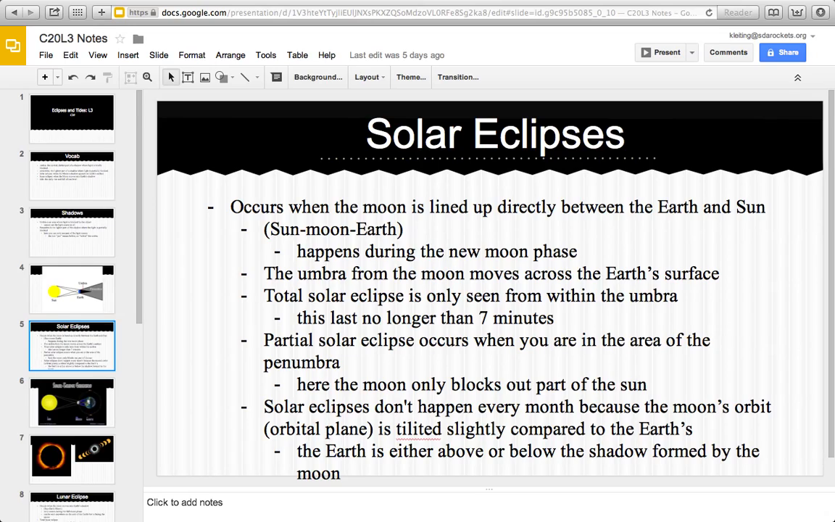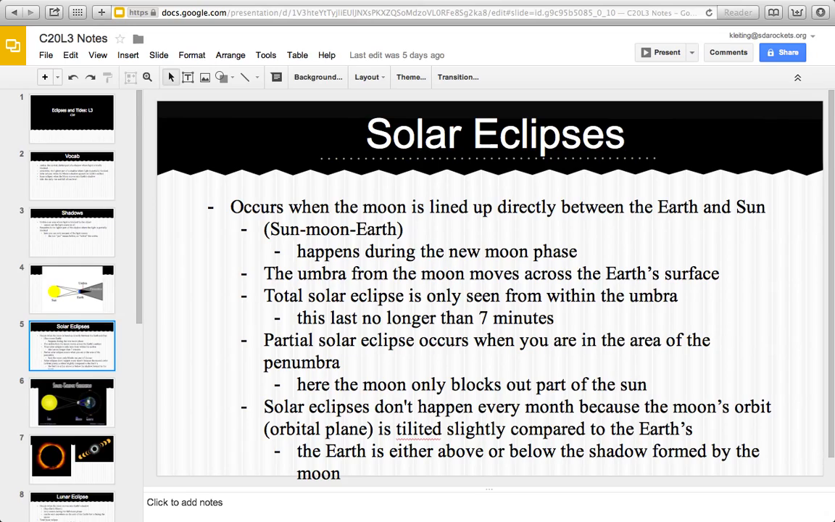So when the moon moves in front of the Earth, it doesn't cover the entire Earth. The entire Earth's not cast in the shadow of the moon. Only a certain spot is. So you have to be in a certain position to see when you have a solar eclipse. It can be seen from more positions, but to see the full solar eclipse, you need to be in the umbra, which is just one spot on the Earth. It lasts no longer than 7 minutes because it moves relatively quickly.